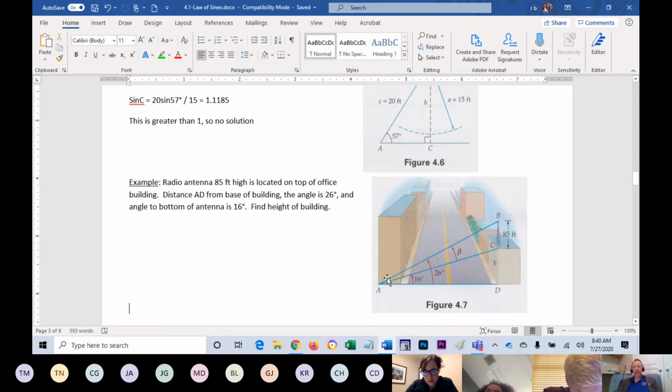Okay, so basically we've got a bunch of triangles here. You've got this triangle ADB, you've got a triangle ACB, and so if we know already that the height of the antenna is 85, how can we use the law of sines to figure out the height H of the building?